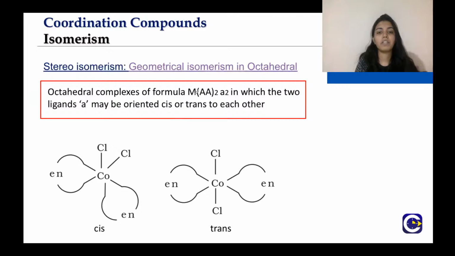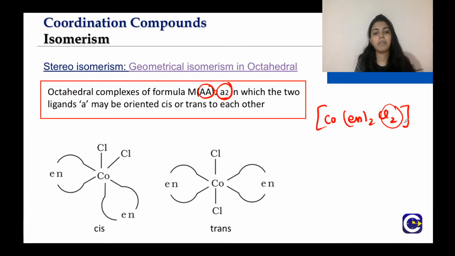Next one you come across is M(AA)2A2, where AA is the symmetrical bidentate ligand, for example ethylene diamine, and A2 is two monodentate ligands. Here also you can have two A's cis to each other and two A's trans to each other. The example is cobalt En2 Cl2. So 2 Cl can be cis to each other and 2 Cl can be trans to each other. Here you can see the angle is 90 degrees, and here the angle is 180 degrees.